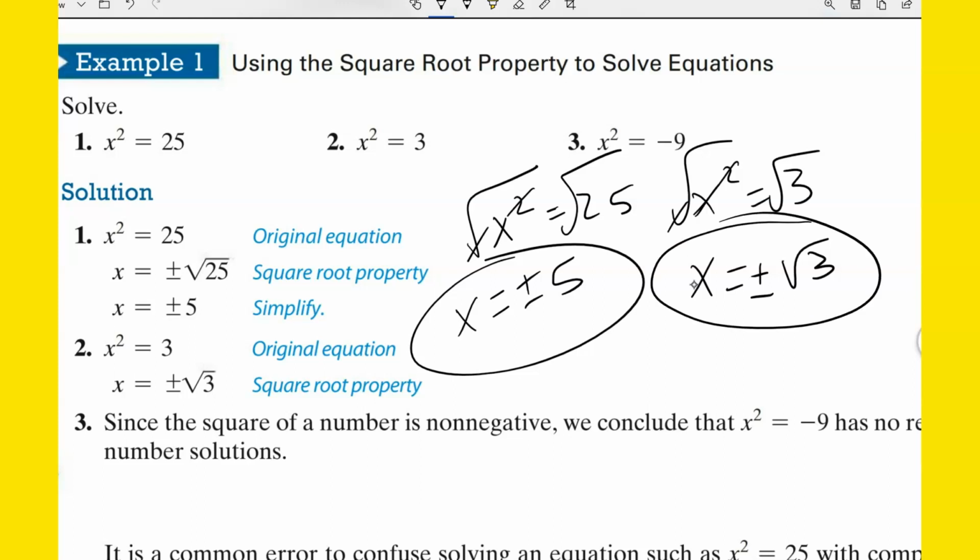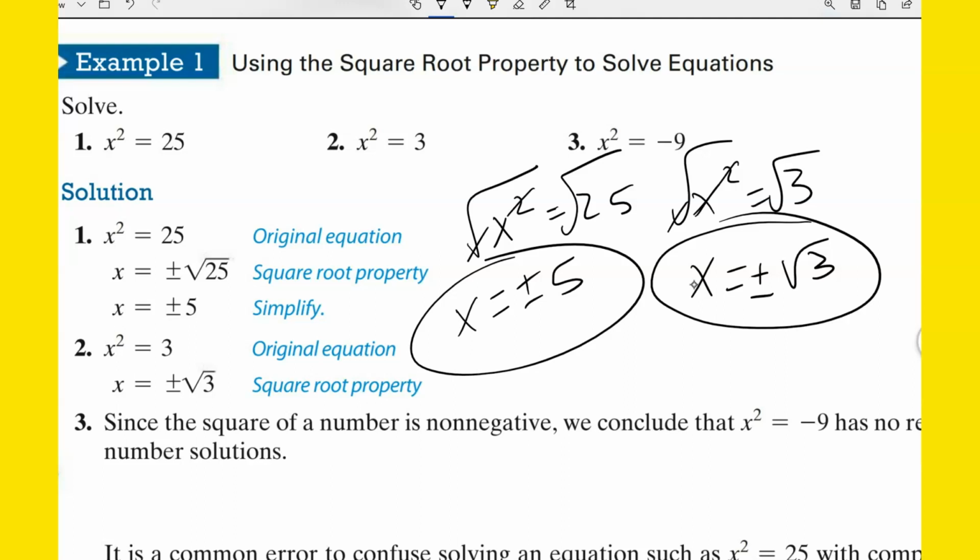You could get it as a decimal if you had a calculator, and you could get an estimated answer that way, but we can leave it as the square root of 3, and that leaves it as an exact answer, whereas the square root of 3 as a decimal goes on forever. You'd have to round it off somewhere, so it would be an estimated answer.